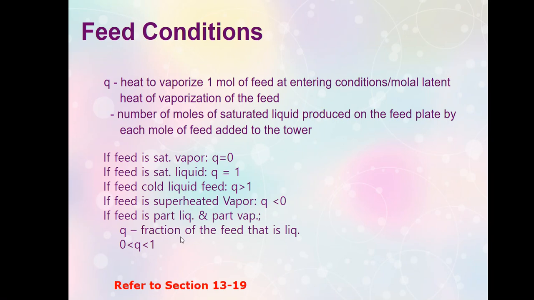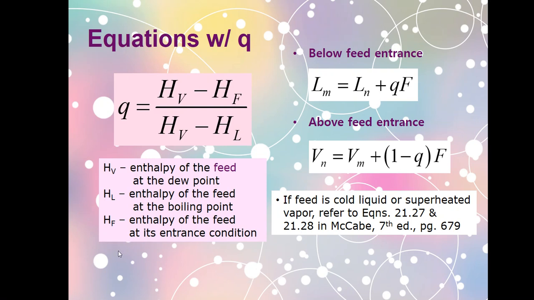If your feed is part liquid and part vapor, Q is the fraction of the feed that is liquid. Take note. If you have a mixture of liquid and vapor in your feed, Q is the fraction of the feed that is liquid. So we expect it being a fraction, its value should be greater than 0 but less than 1. So this is found on section 13-19 of your handbook.